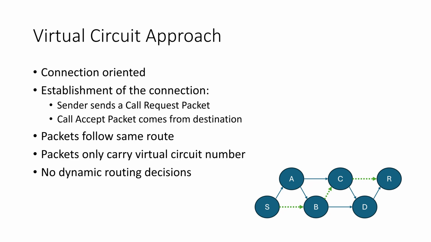The packets only need to carry a virtual circuit number in this case, not the entire destination address. And routers don't have to take a routing decision. They just look at the virtual circuit number and forward the packet accordingly.